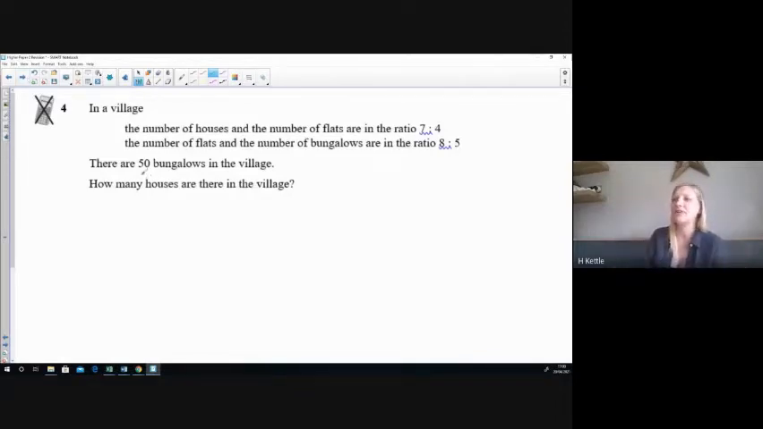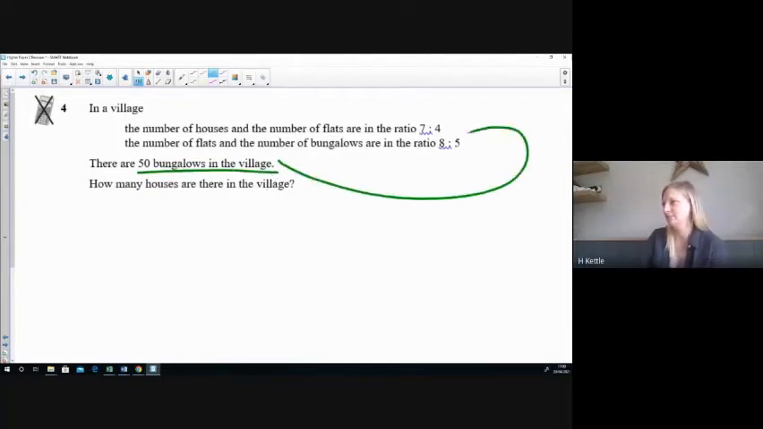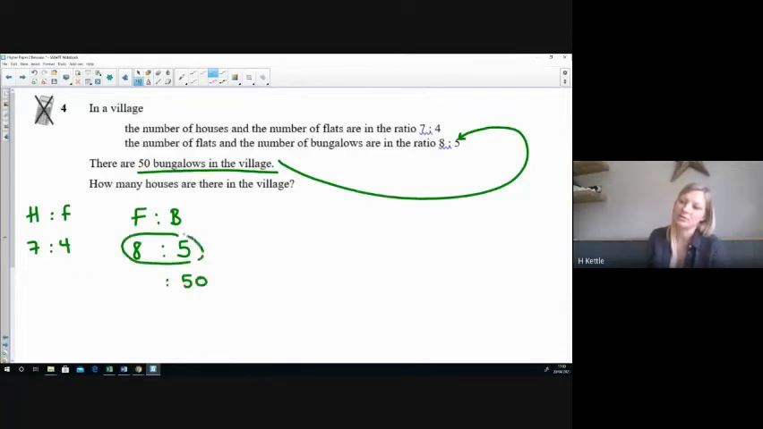So it says there are 50 bungalows in the village, okay, 50 bungalows. So I know that this here is 50. So the number of flats to the number of bungalows is 8:5. And the number of houses to the number of flats is 7:4. So if there are 50 bungalows, clearly this has been simplified. And we can see that it needs to be 10 times bigger, and we need to do the same to both sides to keep it equivalent.